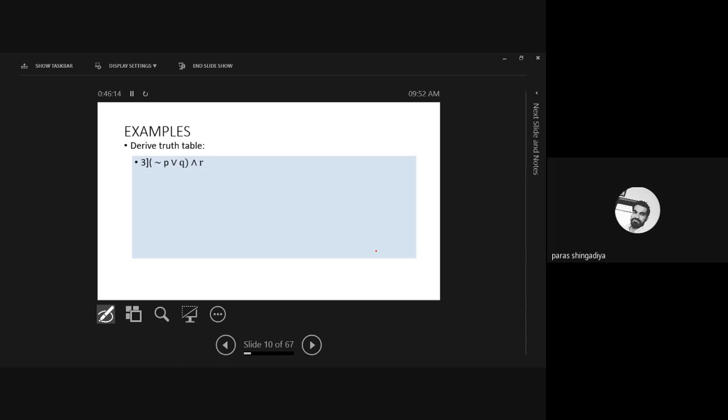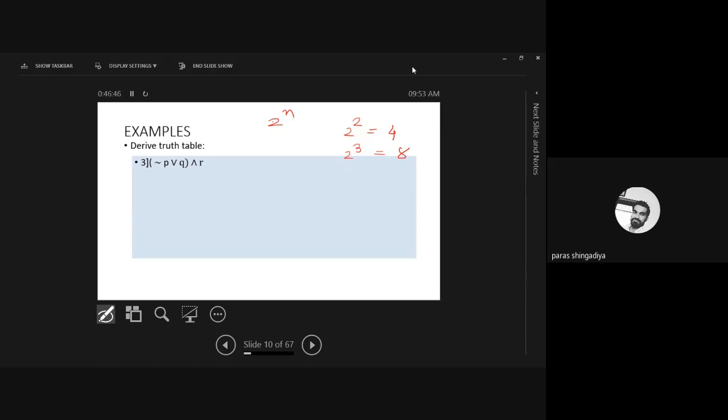So how many possibilities for the three statements? 8 possibilities. Okay, it's very easy to check. Just apply 2 raised to the power n, where n means the number of statements. So if you have two statements, how many possibilities? 2 raised to 2 means 4. And if you have three statements, n is equal to 3, so 2 raised to 3 means 8 possibilities.